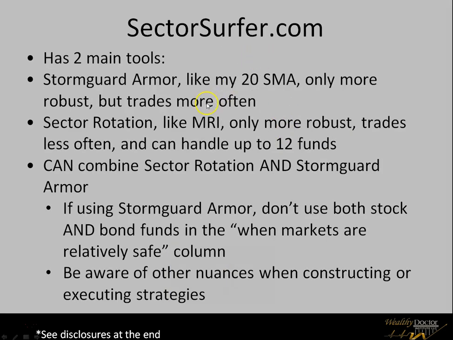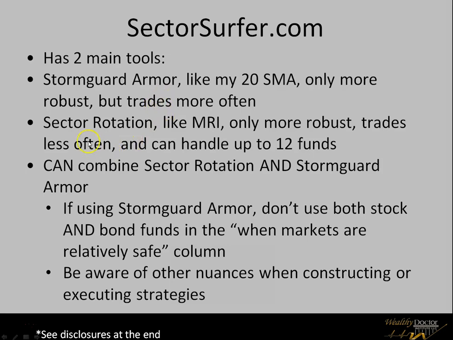Sector Surfer has two main tools. It has Storm Guard Armor, which is like my 20-month moving average that I explained to you, only more sophisticated. It trades a little bit more often, but does a better job of avoiding more of the market losses. And remember, all we really need to do is avoid the big multi-month and multi-year market losses to make a huge difference in our results.